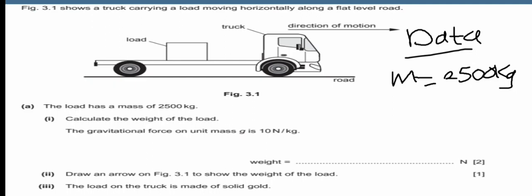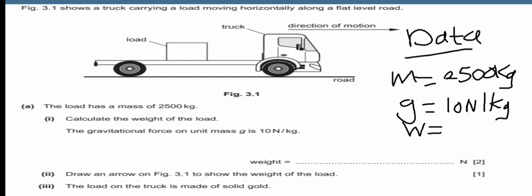So in an exam, if they give you the mass in grams, you need to convert into kgs. So the question is saying, calculate the weight of the load. The gravitational force on unit mass, g, is 10 Newton per kg. So we also have the gravity, which is g, which is equal to 10 Newtons per kg. Now they are asking us to calculate the weight of the load. So what is very, very important here is you knowing the formula for calculating the weight of an object. So the weight of an object is given by mass multiplied by gravity, which is g.